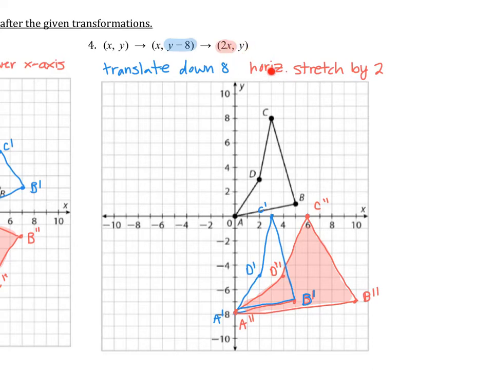The second one is a horizontal stretch by a factor of 2. You'll see for each of my coordinates, the x value doubled. Here my x value is 3, it becomes 6. Here it was 2, it becomes 4. 0 stays 0, and 5 becomes 10. Notice all of my y values stayed the same.